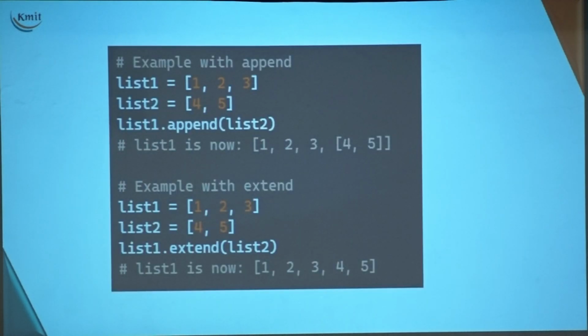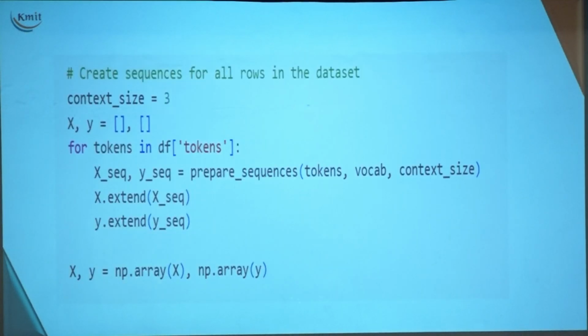You can see one example. 2 lists I have taken there, 1, 2, 3 and 4, 5. If I am appending, what is happening? 1, 2, 3 was there. The 4, 5 list is appended just like a single element, which we don't want. We want the elements of that second list also to come into the first list. For that reason, we have to choose extend. Clear enough? So that's the reason. Going back to my code, whatever sequences I get after I have prepared my data, I am going to extend that to my X and Y.